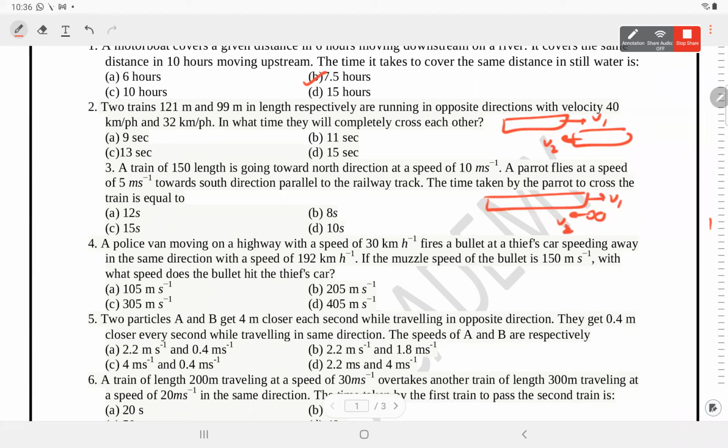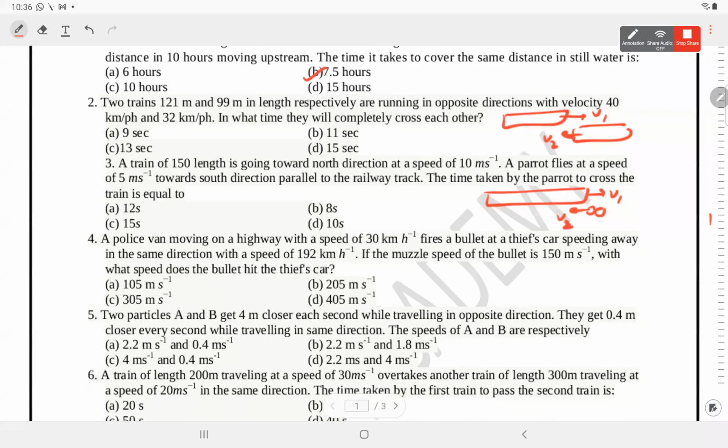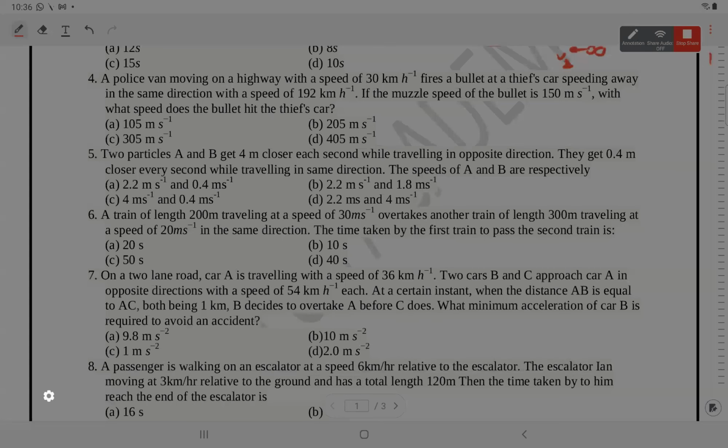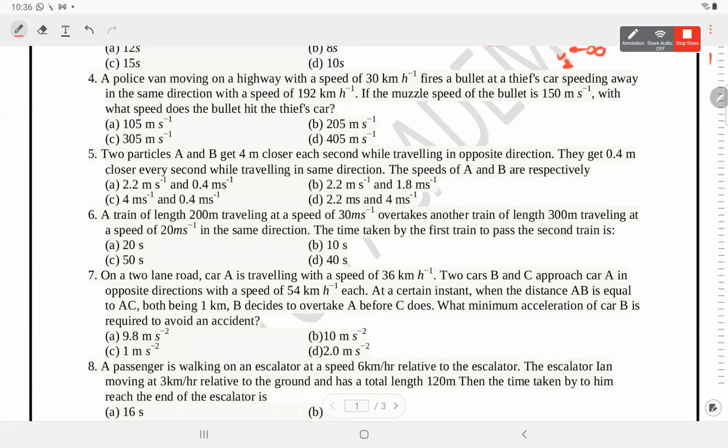Question number 4. A police van moving on a highway with speed 30 km per hour fires a bullet at a thief's car speeding away in the same direction at 192. Now, the bullet is fired from the moving van. So this velocity 192 is not the actual velocity. This is the velocity with respect to the van. Muzzle speed of the bullet is 150 meters per second. With what speed does the bullet hit the thief's car?